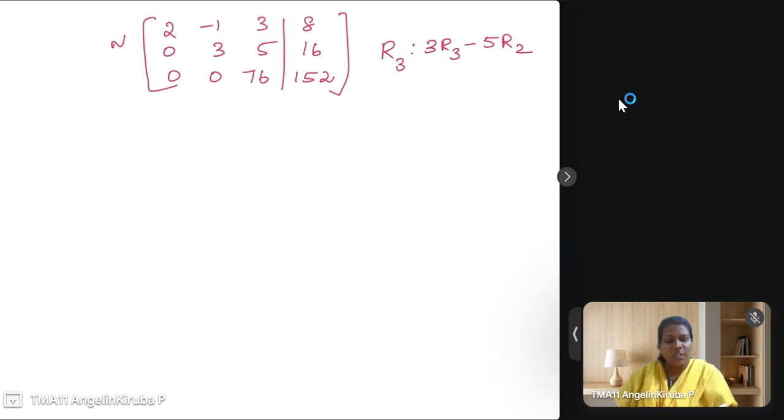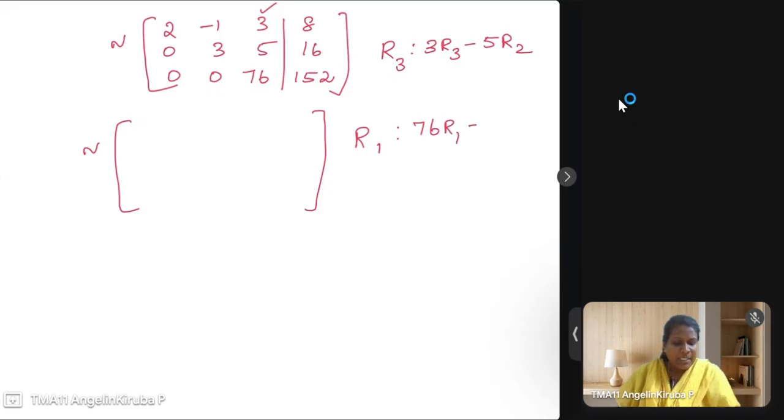So next what we have to do is convert this matrix into a lower triangular matrix. That is nothing but making the elements above the diagonal elements equal to 0. Now we are going for the first row R1. I'm going to make this 3 equal to 0. For R1, these two will become 0. Already it is 0. So 76 into R1 minus 3 times R3. For R1, I'm going to do this transformation, that is 76 into R1 minus 3 times R3.